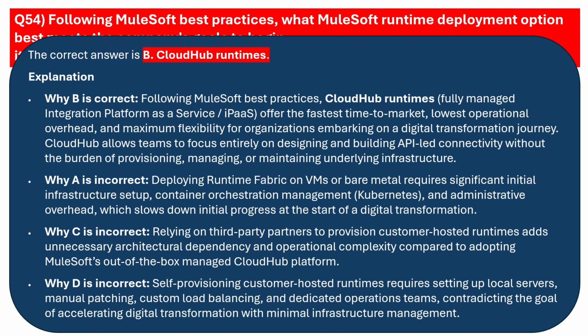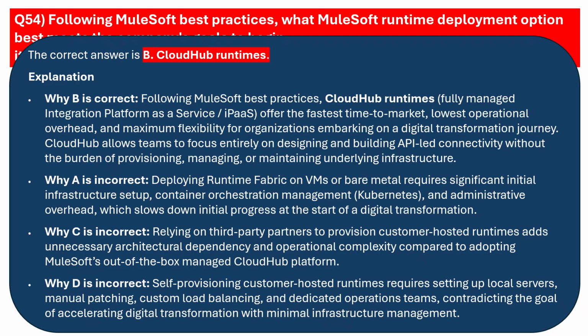CloudHub allows teams to focus entirely on designing and building API-led connectivity without the burden of provisioning, managing, or maintaining underlying infrastructure. Why A is incorrect. Deploying Runtime Fabric on VMs or bare metal requires significant initial infrastructure setup, container orchestration management (Kubernetes), and administrative overhead, which slows down initial progress at the start of a digital transformation.